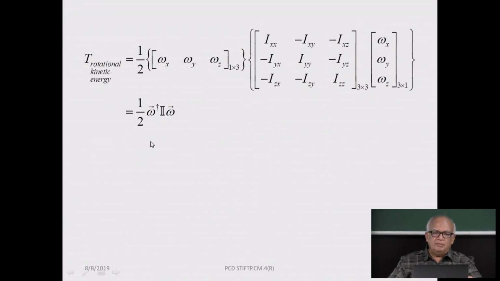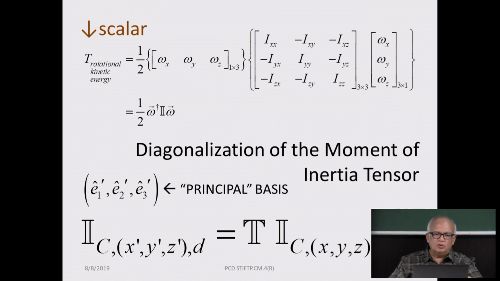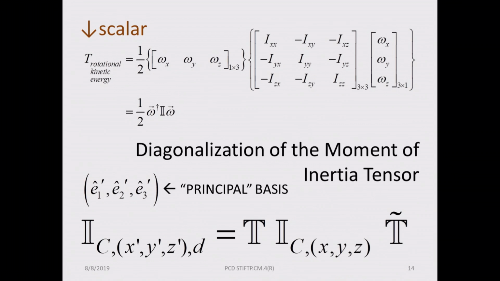It will be a scalar, of course, but a scalar which will result from the contraction of this matrix multiplication involving tensors. So the moment of inertia is a tensor of rank 2, and the angular velocity is a vector. Actually, it is a pseudovector of rank 1. So from this contraction, what you get, of course, is a scalar. And now that this moment of inertia tensor has 9 terms, you can rotate the coordinate system in such a way that the moment of inertia tensor is diagonalized.